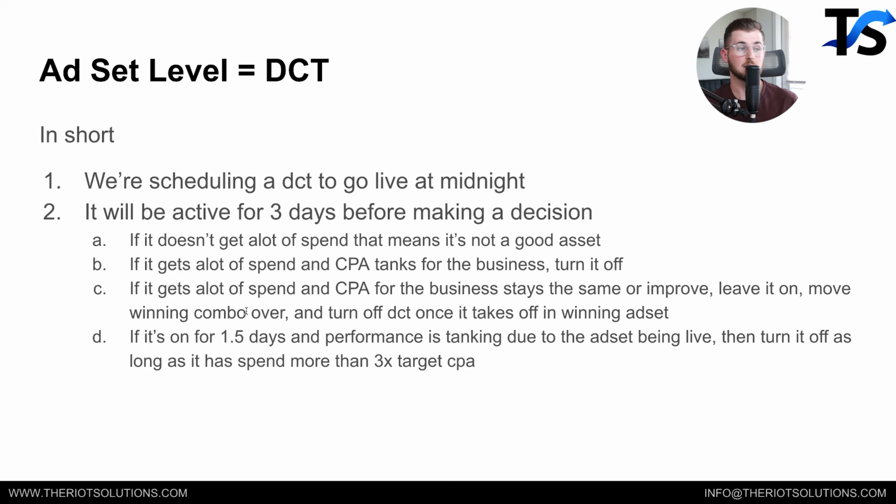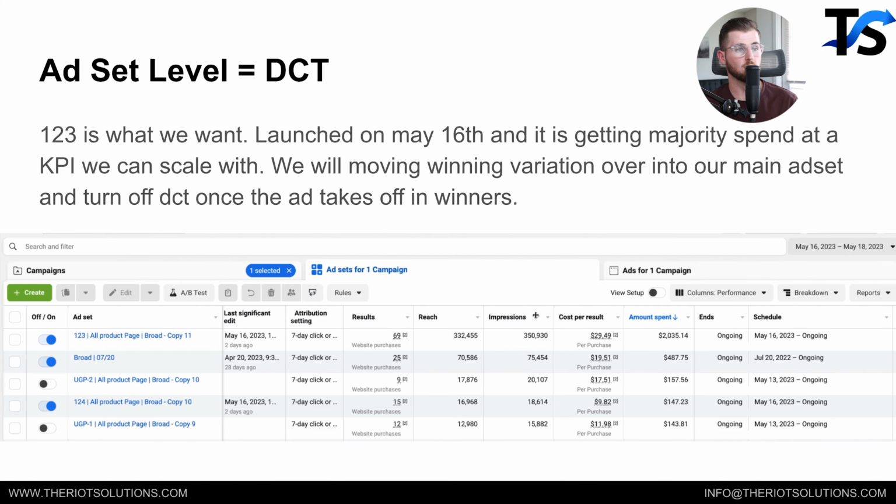Or it's getting a lot of spend, but CPA tanks for the business, turn it off. Let's say overall the CPA is bad, and you're looking at the overall numbers in Triple Whale for your NC CPA, your new customer cost per acquisition, and that shoots up. Well, then turn off that ad set. It's getting the majority of spend, our new customer cost per acquisition shot up, so that means we're not profitable. So we need to turn it off and let things restabilize.